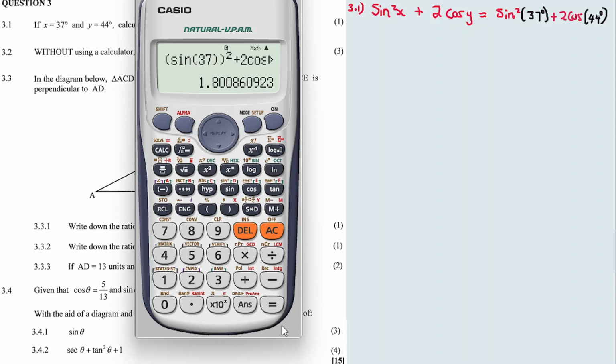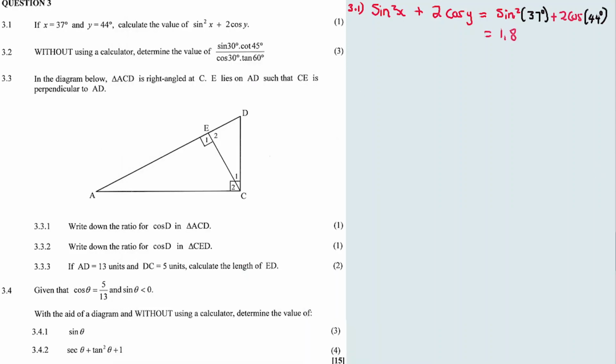it's 1.8. So na answer yethu ke la, right? This is our answer. Noma ungayibhala yonke it's fine ngoba basho ukuthi we round off to how many decimal places. 3.2, without using a calculator, determine the value of. This is where we simplify again, right?